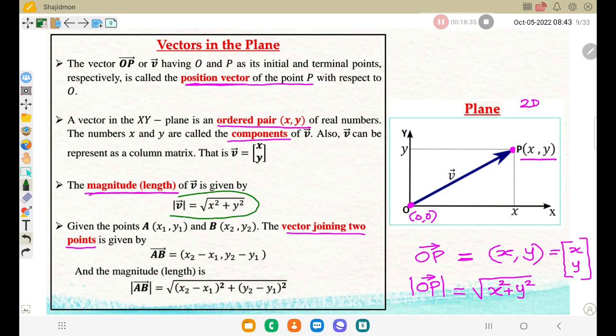And the magnitude is the same rule we studied here: root of x square plus y square. Here the x number is x2 minus x1 and the y number is y2 minus y1. So the magnitude is the root of x2 minus x1 square plus y2 minus y1 square.